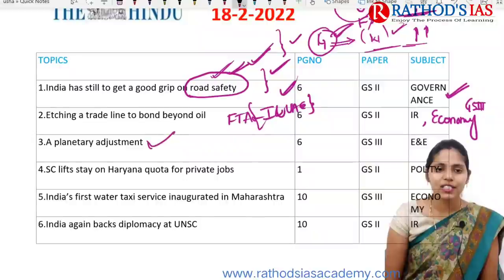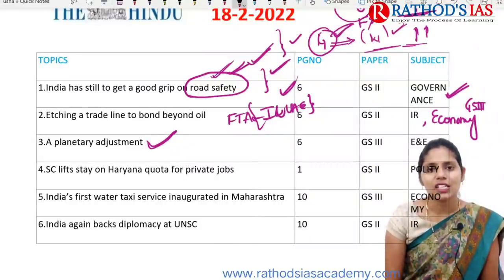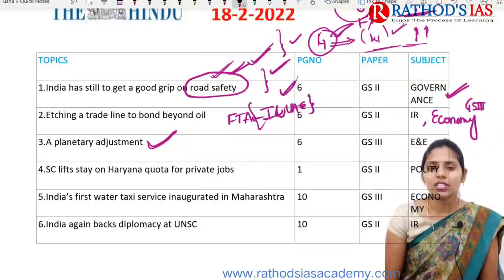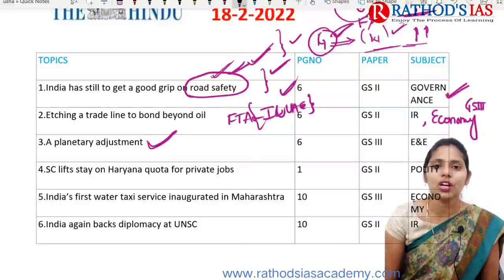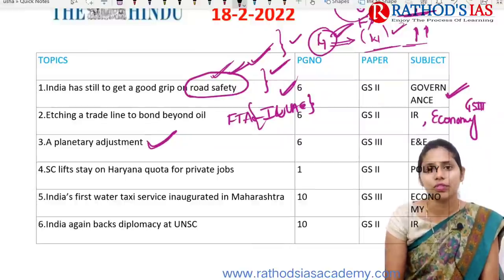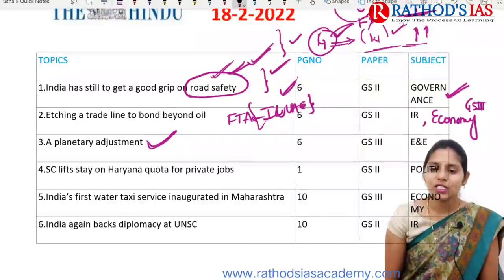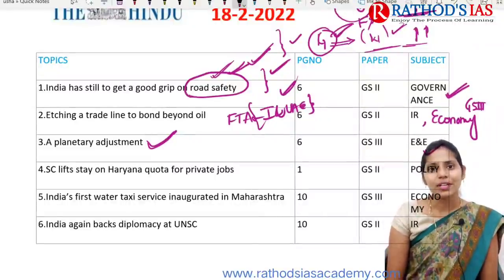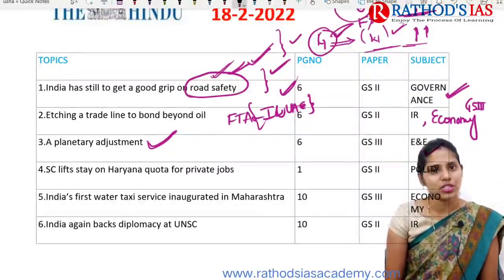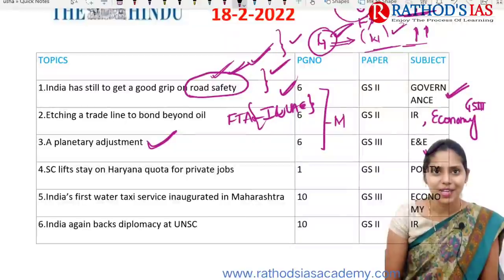And next topic, it is regarding planetary adjustment. So what is this article talking about? This article is mainly talking about how we need to go for other fuels, like we need to go for a transition from fossil fuels such that we can save our environment. And this topic is important from your environment and ecology, which mainly comes in GS paper 3. And the first three topics are important from your mains.